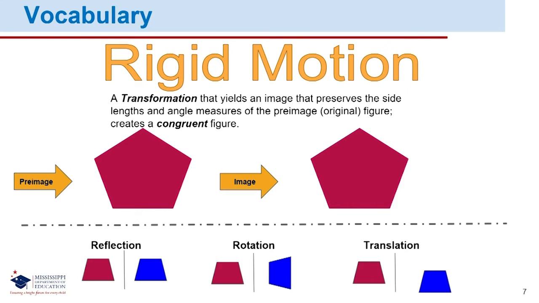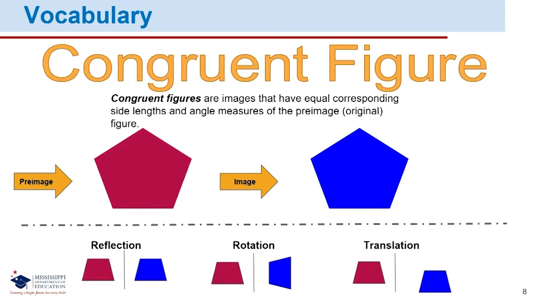So the transformations that yield congruent figures are reflection, rotation, translation. Now these you've probably heard in 7th, 8th grade, especially 8th grade. It was part of the geometry standards for college and career readiness in the 8th grade curriculum.